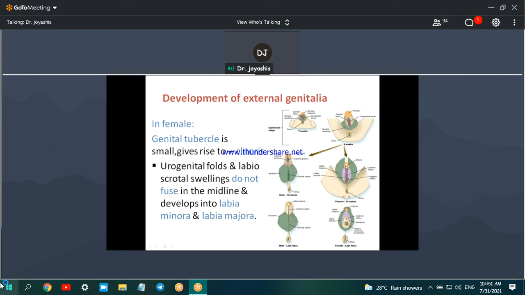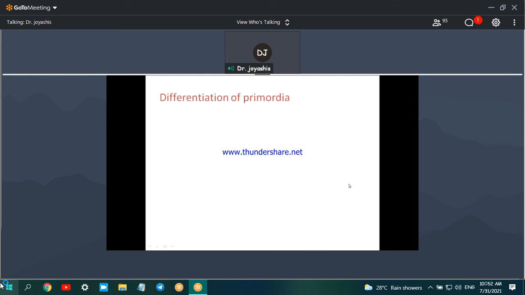And in the case of the female, the urethral and labioscrotal swellings do not fuse in the midline. They develop into the labia minora and labia majora. This is labia majora, labia minora. See, in the labia minora, the urethral folds do not fuse. And in the case of male, urethral folds fuse to form the scrotum. But in the case of female, they do not fuse, they form the labia minora.